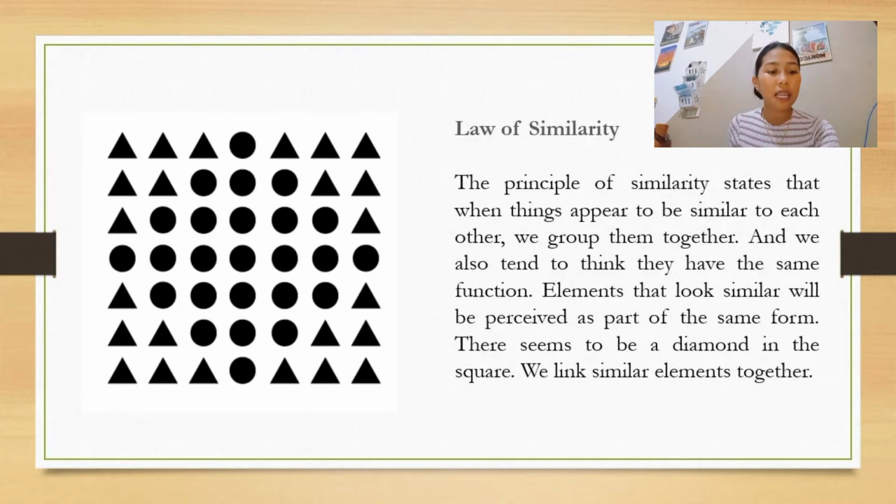So we can see that the group of circles are forming a diamond in the middle, and the triangles are forming a square at the corners. I hope you can see it in the picture.